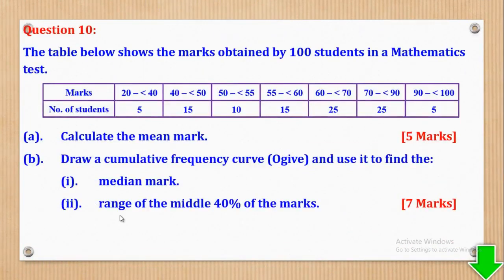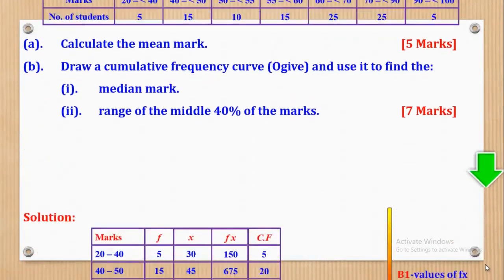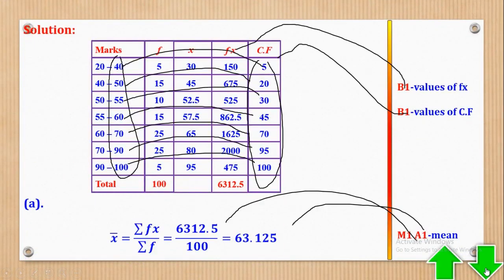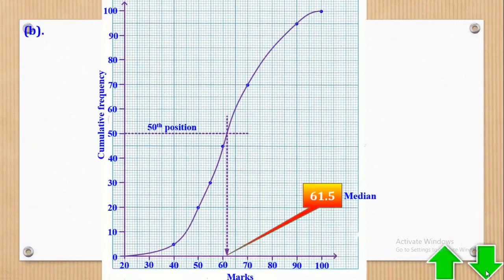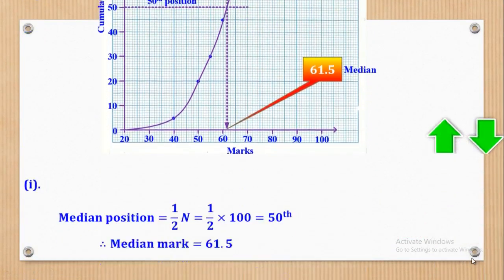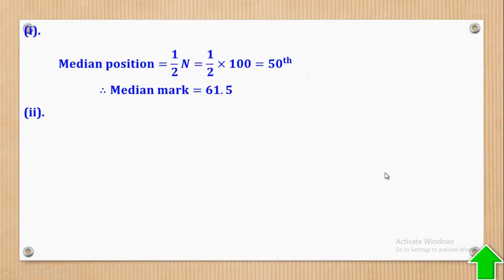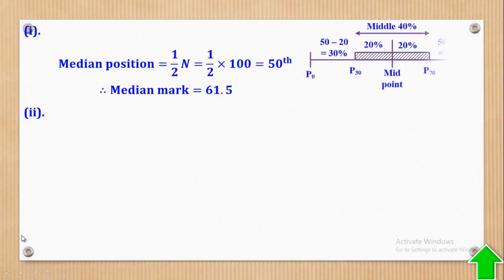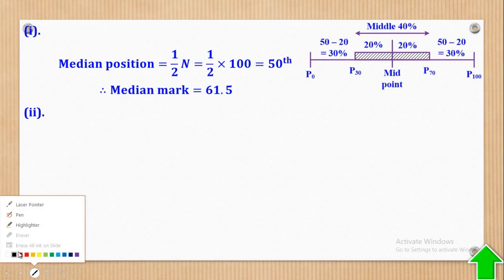Then when you go back, they also wanted the range of the middle 40%. Now when you see this word percent, it means that we are now in percentiles. So which percentile are we interested in? For you to know the percentile, you can make a small sketch. So we are going to make a small sketch. Let me explain that sketch.